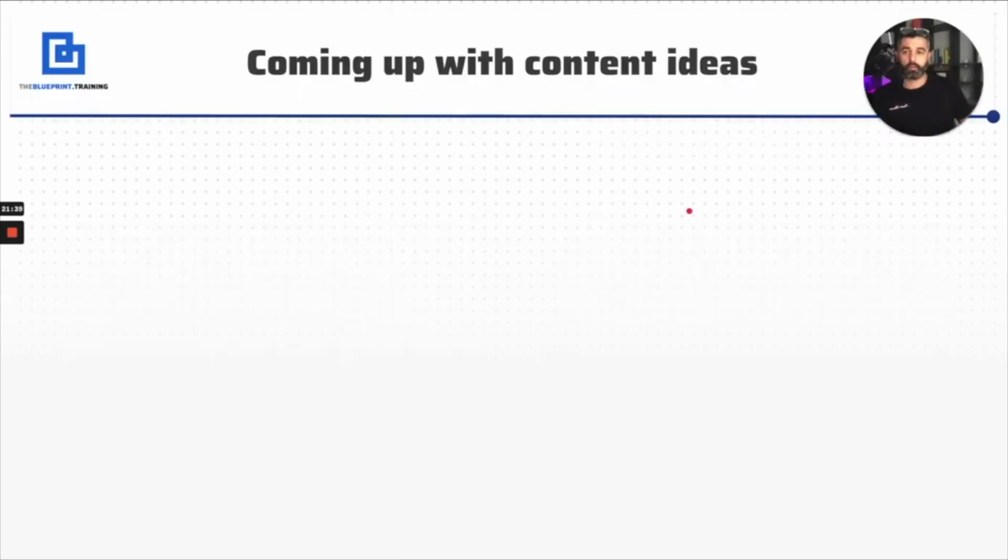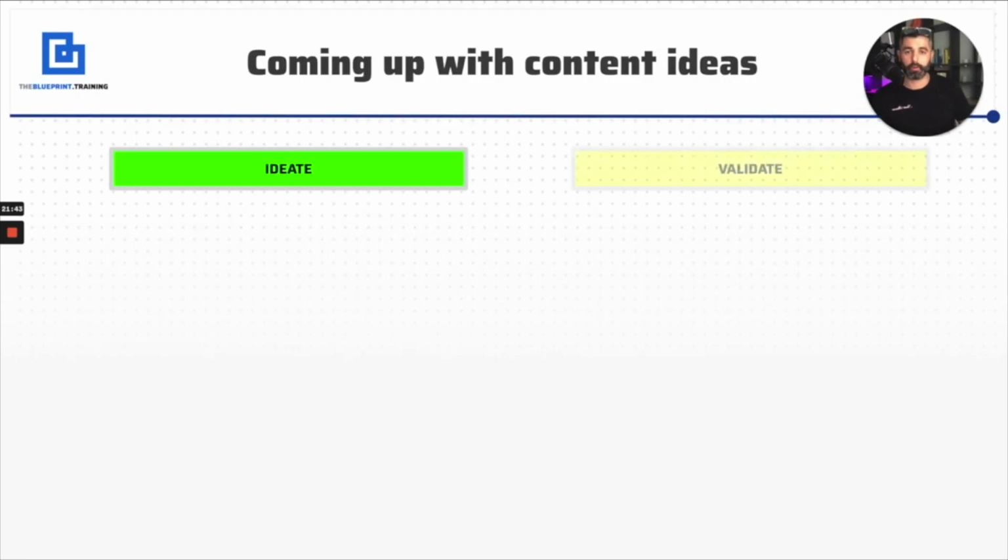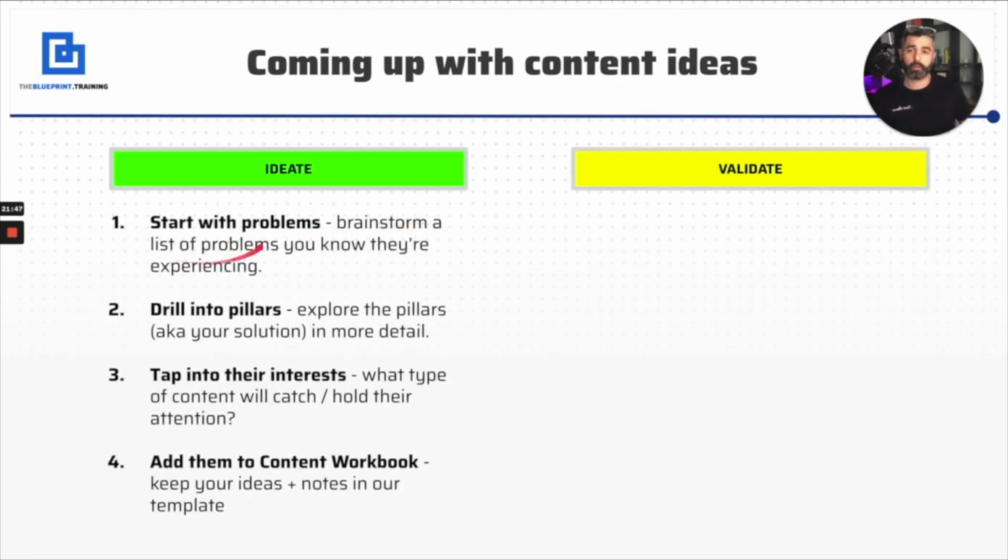So I just want to wrap this up by kind of reviewing my process and framework to ideate and then validate content. It's pretty straightforward though, because we already talked about it. So we want to start with the problems. Just brainstorm, list the problems that you know that they're experiencing, drill into the pillars, explore them, aka your solution in more detail, tap into their interests, what type of content will catch and hold their attention, and then we're going to add them to the content workbook, which we'll talk about in the next video, for how to ideate and store this stuff.